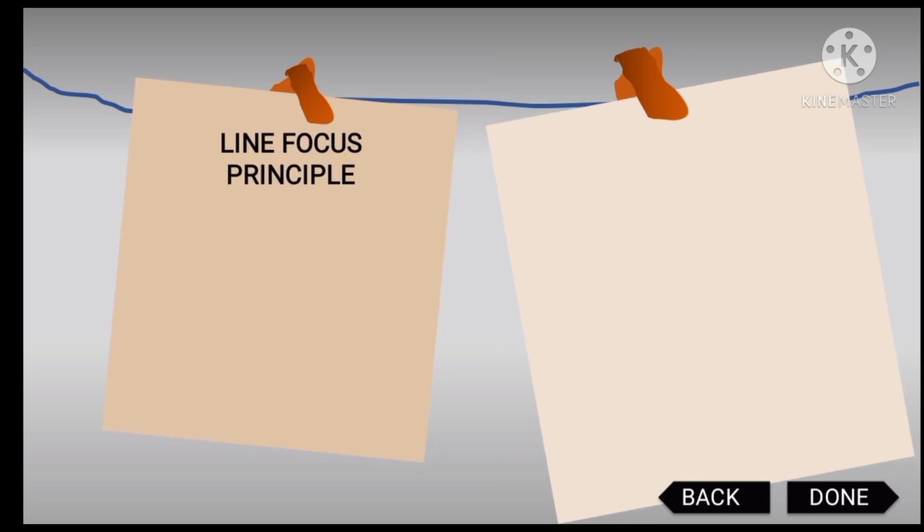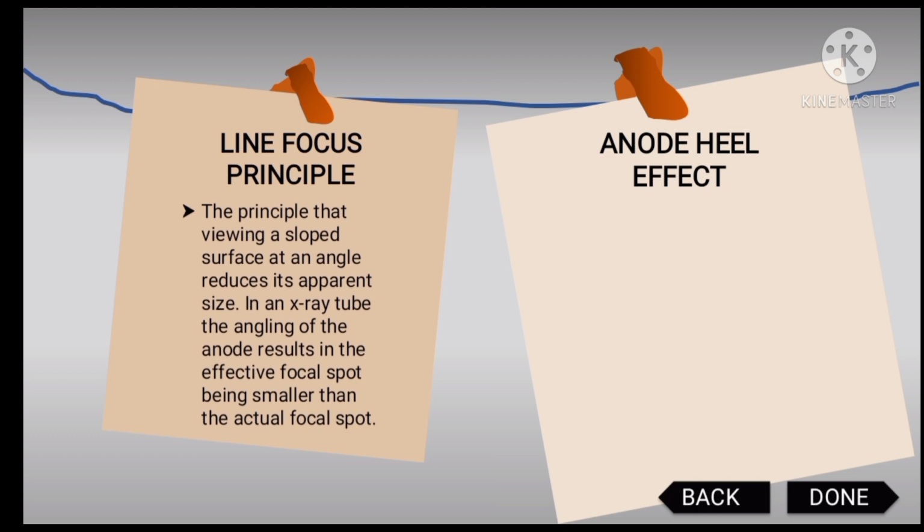Line focus principle and the anode heel effect. Line focus principle: the principle that viewing a sloped surface at an angle reduces its apparent size. In an X-ray tube, the angling of the anode results in the effective focal spot being smaller than the actual focal spot. In general, an X-ray beam intensity is not uniform. When it focuses to a target, a conical shape appears.